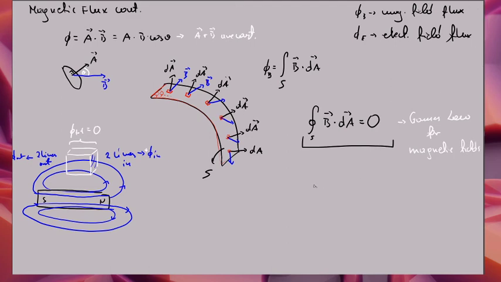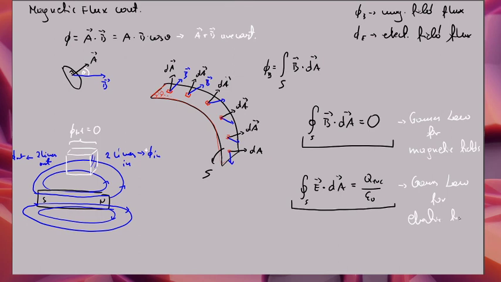And you may recall that a very similar law for electric fields looked a little different. You have a closed surface, you integrate the electric field over some closed surface. That was equal to Q enclosed over epsilon naught. Right, and this one was called Gauss's law for electric fields.